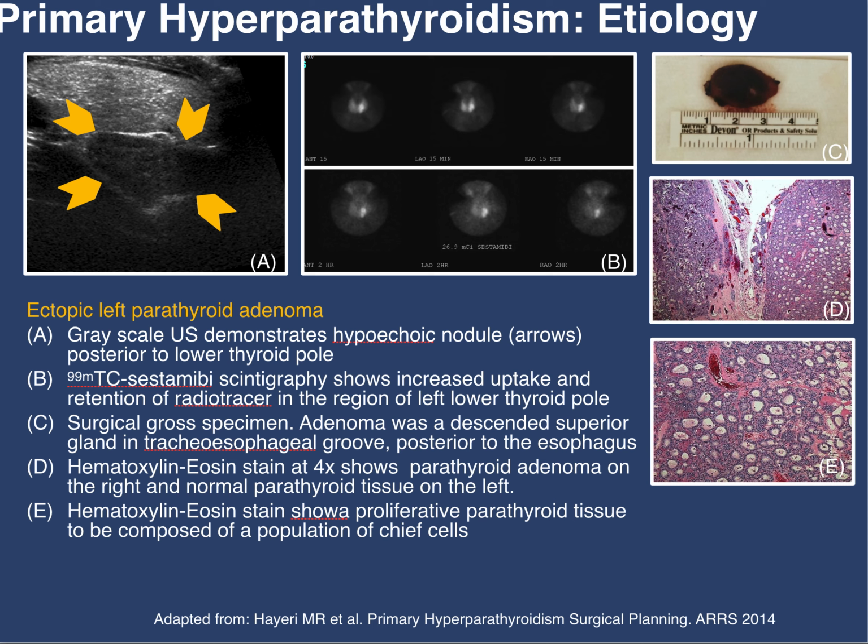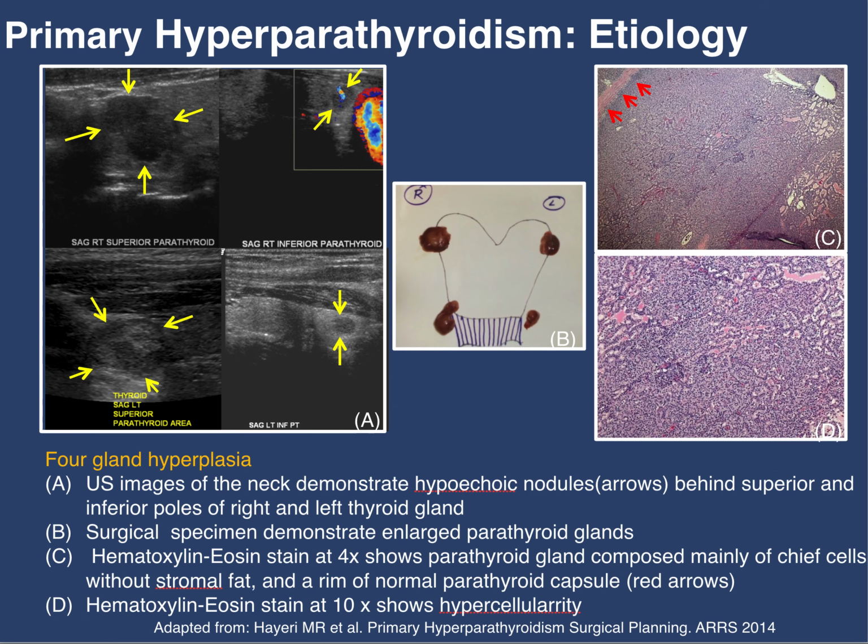Ultimately, I do find the combination of functional testing with sestamibi and some sort of anatomic imaging with either ultrasound or CT to be superior, because we can localize the lesion and make sure that anatomically it's where we tell the surgeon it is, just to make the surgery faster and easier.